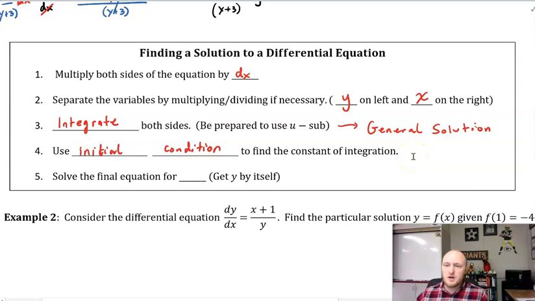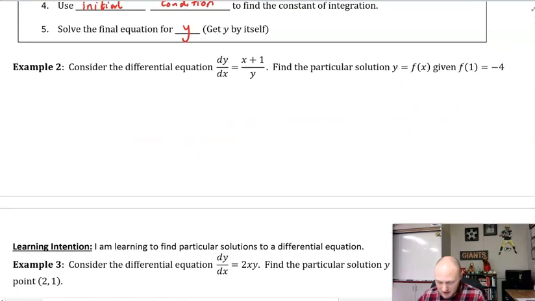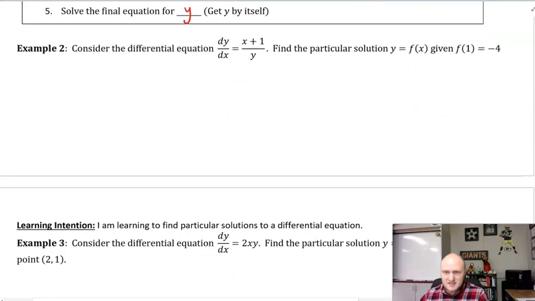And then lastly, we will solve the final equation for y. We'll get y by itself. All right? Those are the steps. If you ever get confused, go back to the steps. Step 1 and 2 are pretty much kind of the same thing. All right, here we go. Here is the first example.